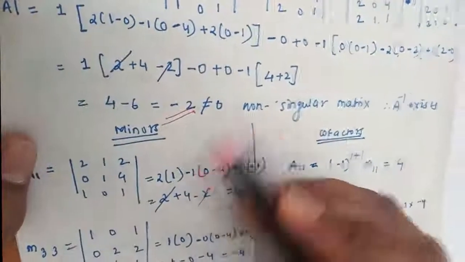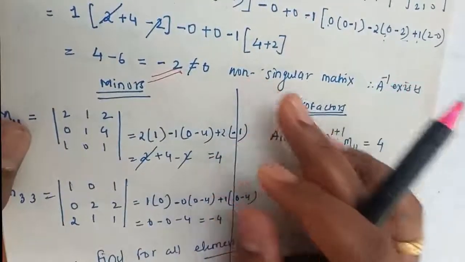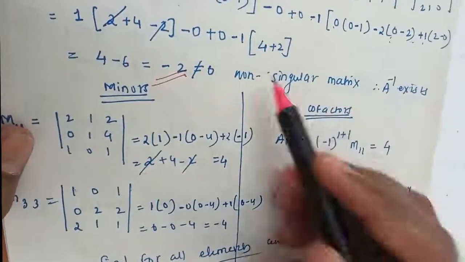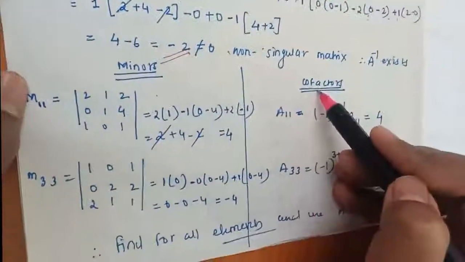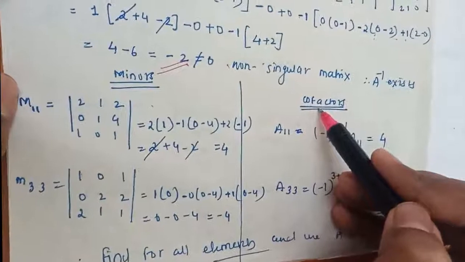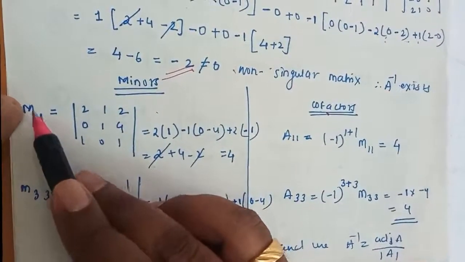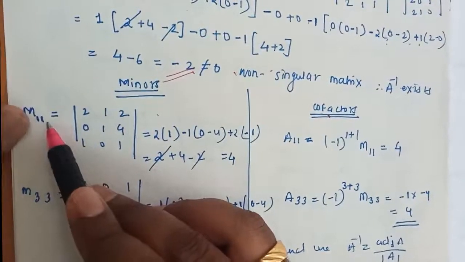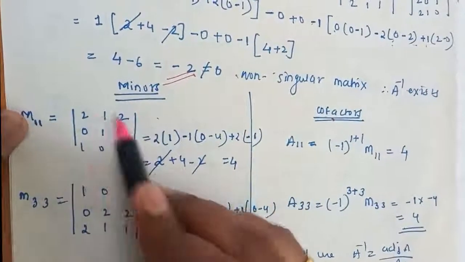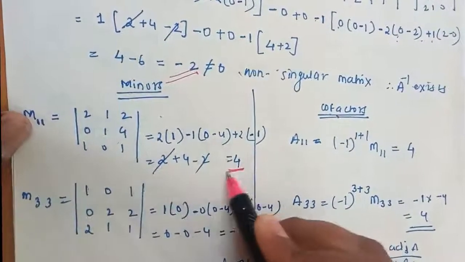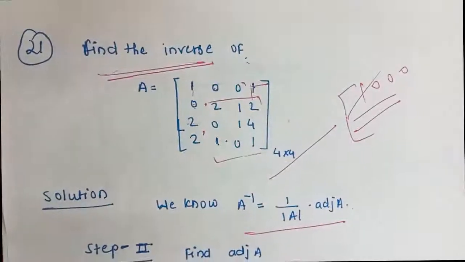Now, how we can find it is, first we have to find the adjoint, because the inverse formula is adjoint of A upon determinant of A. Determinant of A I already know. Now to find the adjoint, I need the minors and cofactors. Now how to find the minors? If I am to find the minor for M11, that means the first element, then leave that column and that row and you will get a determinant. Expand this 3 by 3, you will get 4. Now 4 you have to convert into the cofactor.